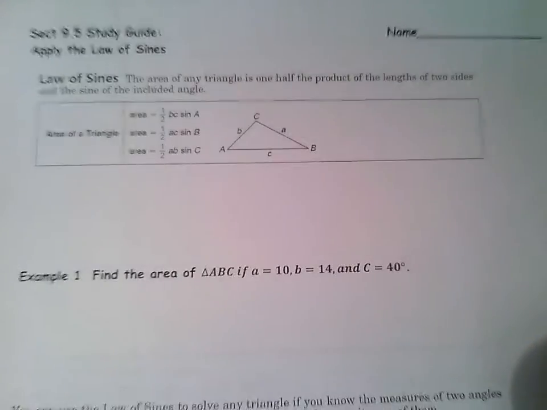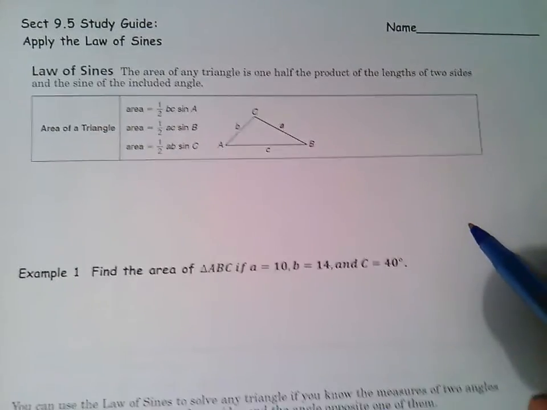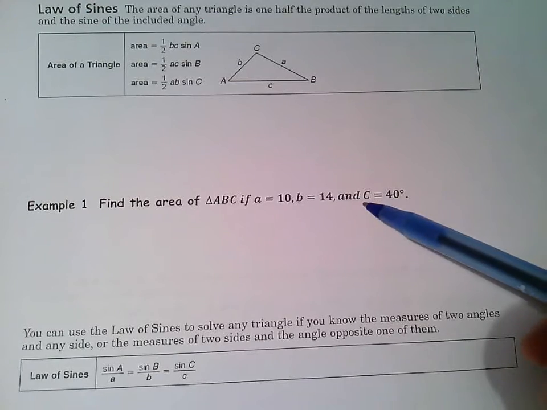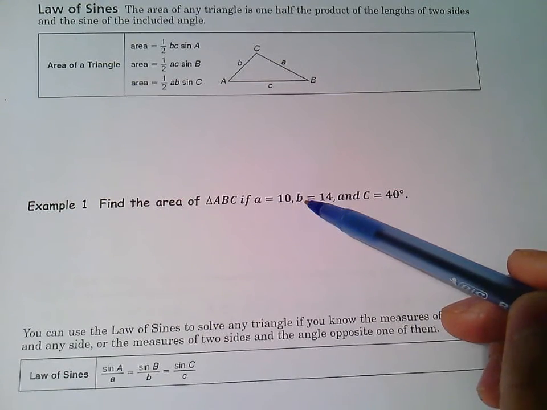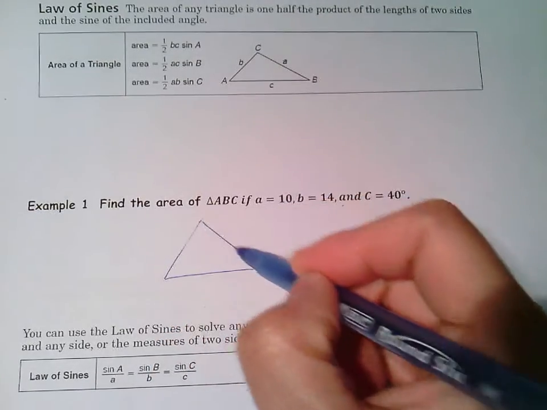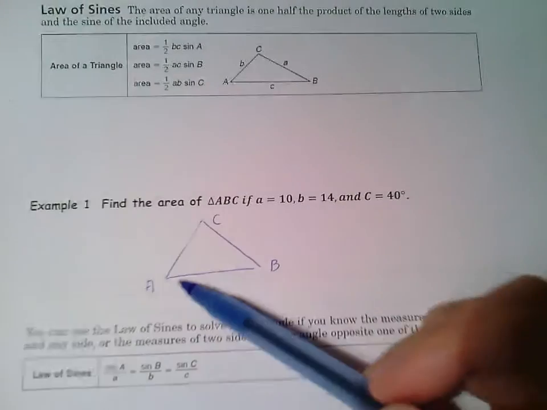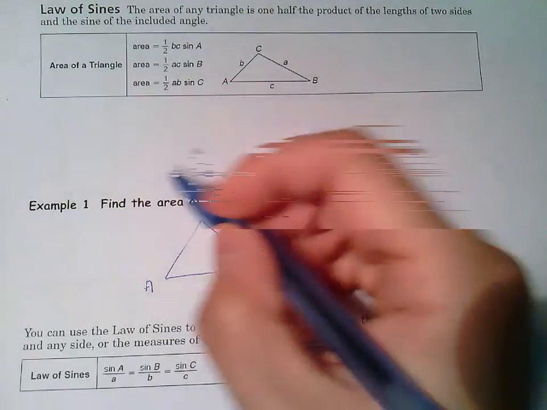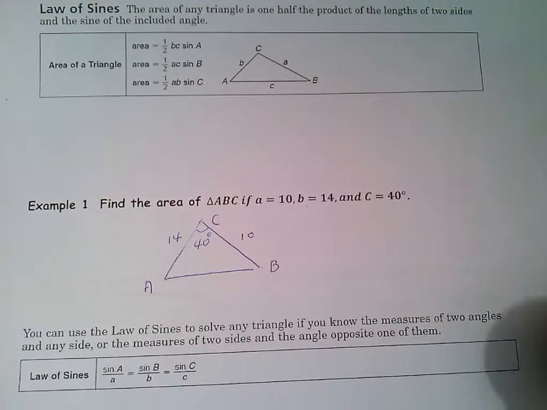Okay. Now, example A. Find the area of triangle ABC if a is 10, b is 14, and C is 40. Make sure this C is an angle. These two, a and b, are the lengths of sides. So let me draw a picture first. Now we are given the triangle ABC. The opposite side of angle A is 10, the opposite side of angle B is 14, and then we are given angle 40 degrees.